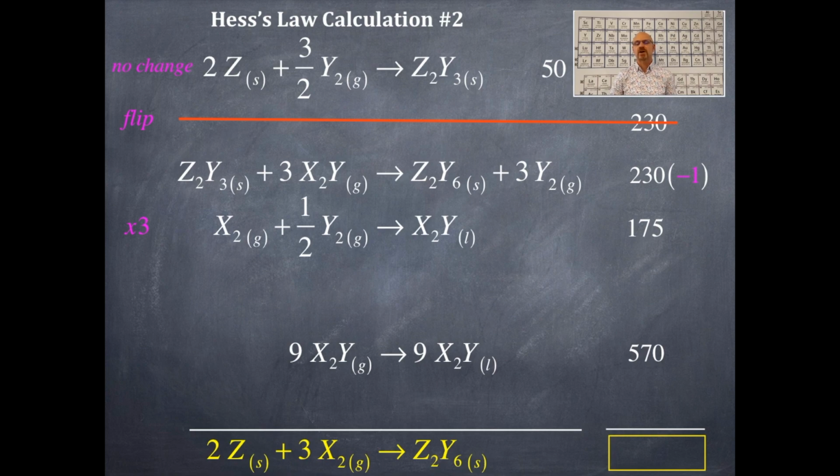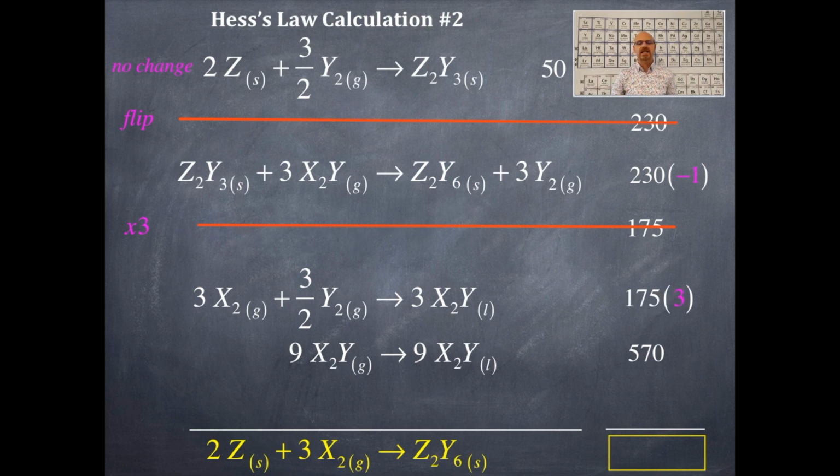Okay, the next one here, I'm going to multiply this one by 3 because of the X2 term that's a gas on the reactant side from the yellow equation. I'm going to multiply that by 3. So I'm going to cross this one out and rewrite it after multiplying by 3. I'm going to multiply that number 175 by 3 and then get rid of the previous number and equation.